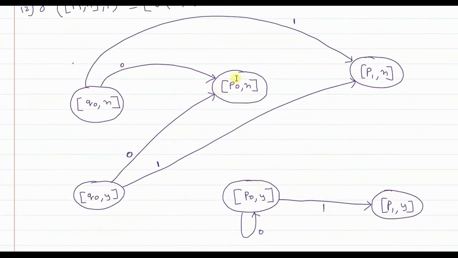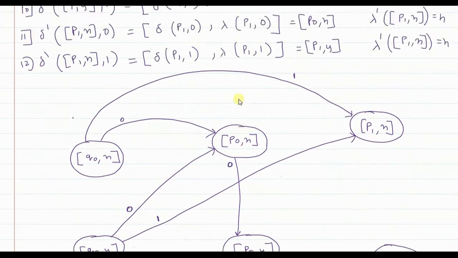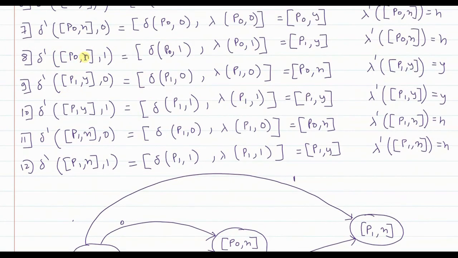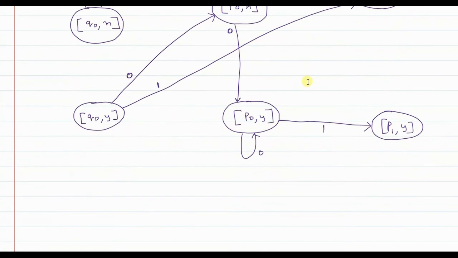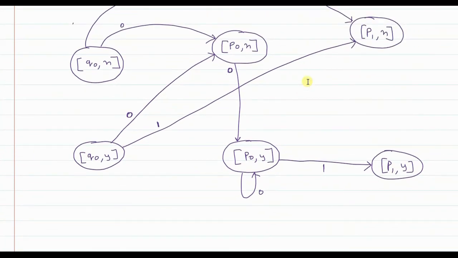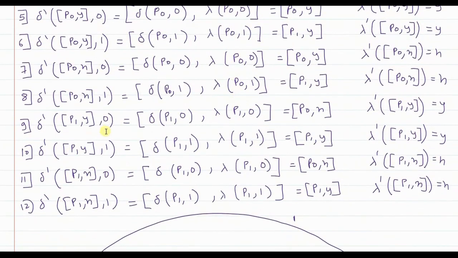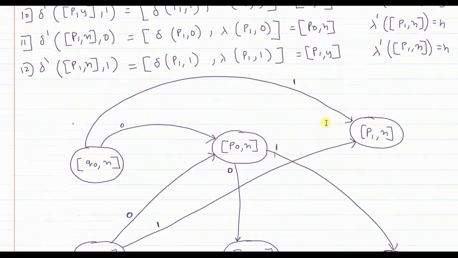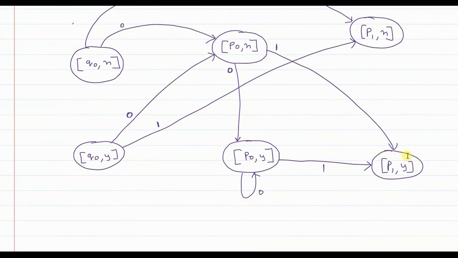Now P naught N we will find out. So P naught N on 0 goes to P naught Y, and P naught N on 1 goes to P1 Y.